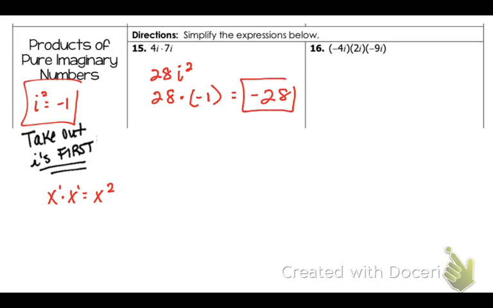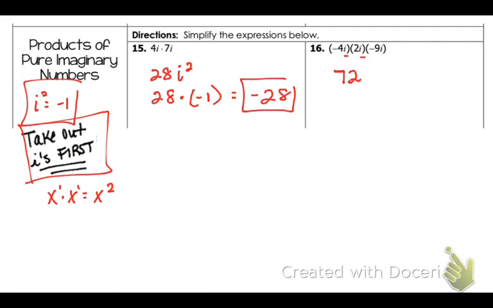And then I'm going to go ahead and do number 16 next. So this whole thing right here, take out the i first, that'll come into play in a little bit. There is no i to take out. They're already there. So now I'm going to do negative 4 times 2 times negative 9. Make sure if you're using a calculator, you're being careful with those negatives. So we're going to get positive 72.